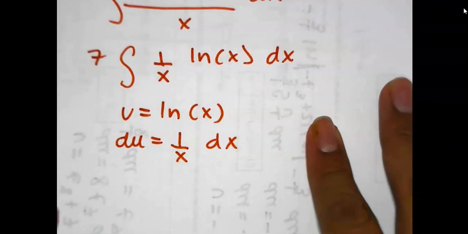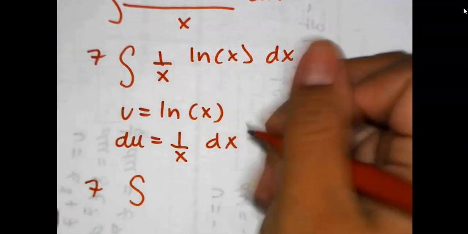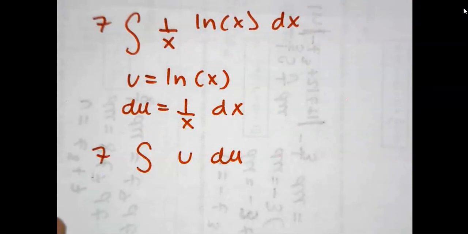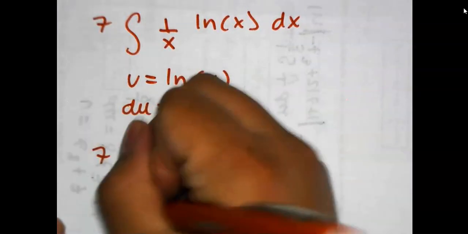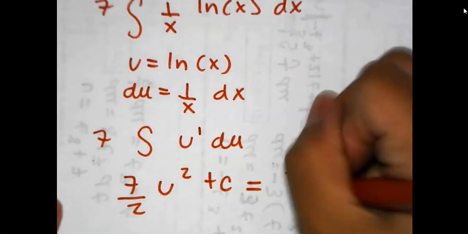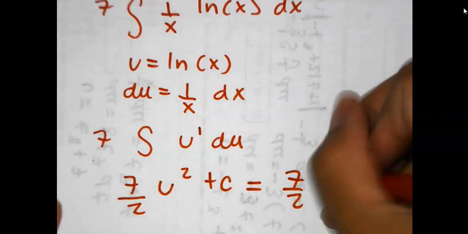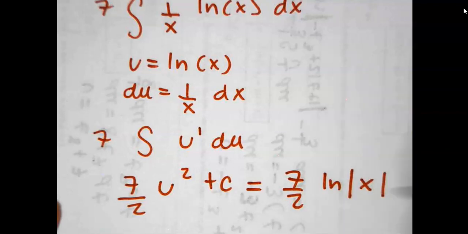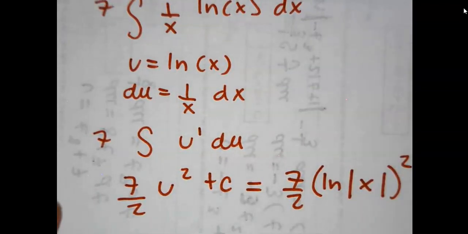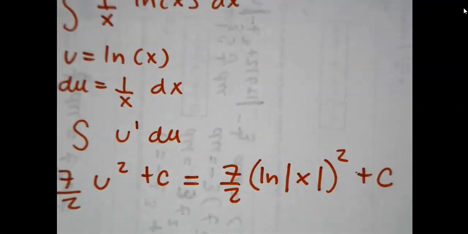So I have this 7, and I'm doing the integral of u. How do I do the integral of u? Well, this is a power of 1. We add 1 and divide by that number. I get 7 u squared divided by 2, plus c. But what is u? My u is natural log of x. So we have 7 over 2 natural log, with an absolute value, of x, squared. This one, it's going to be the whole thing, plus c. And that will be the answer.